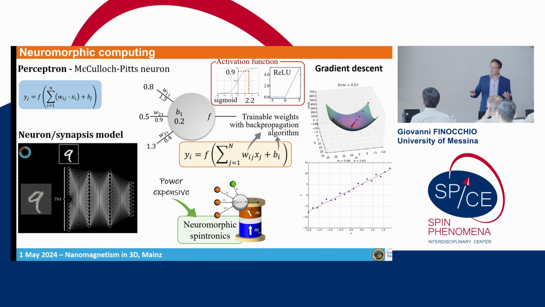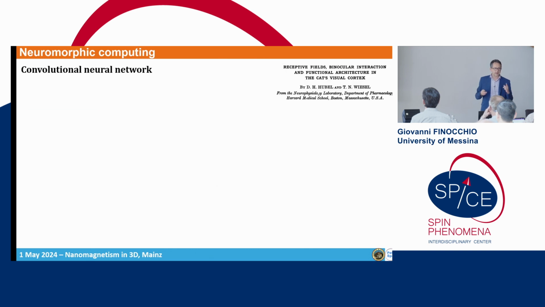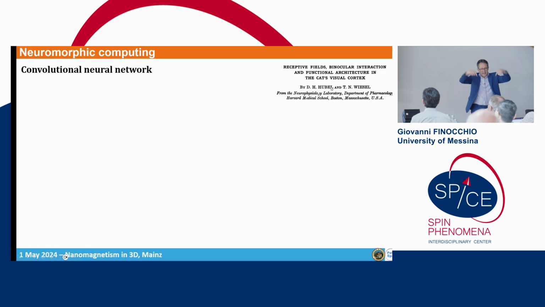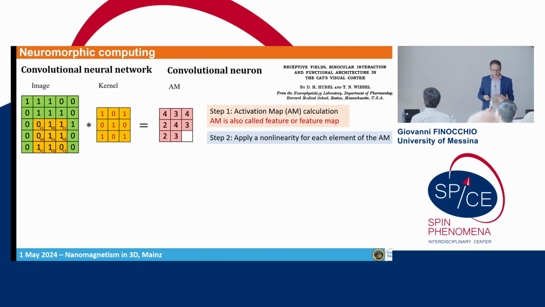But this was like in the 50s. So now, why are we in this age? In my opinion, we are in this age of AI because there is another neuron which is very important, which is the convolutional neuron, which really gives a push to this technology. And the starting paper is this one. In this paper, people put an electrode directly in the head of a cat to see how the visual cortex works. And this was the inspiration for convolutional neural networks.